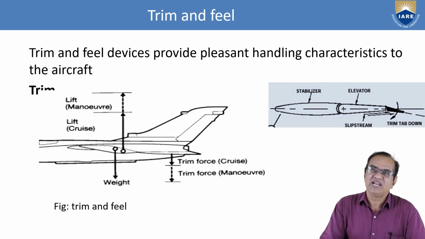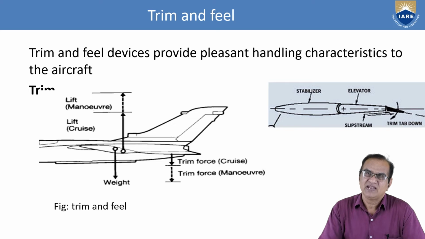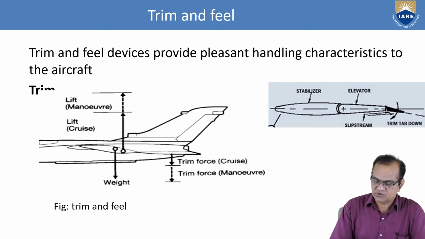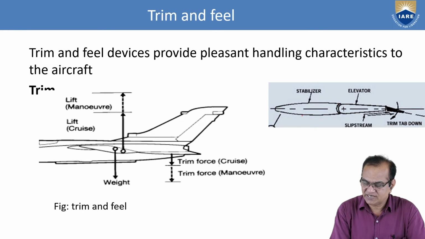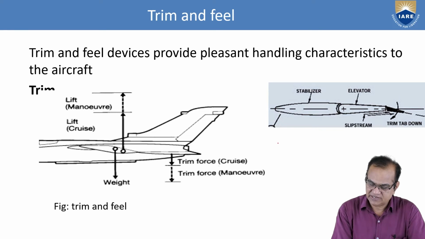So trim and feel devices provide pleasant handling characteristics to the aircraft. It means the pilot will be able to fly in a very good way. Okay, so here if you see, this is the stabilizer. Then we have the horizontal tail. This is the horizontal tail.